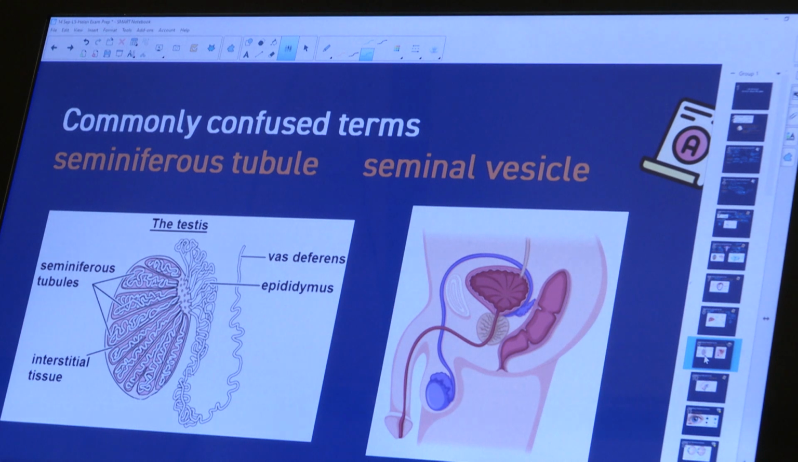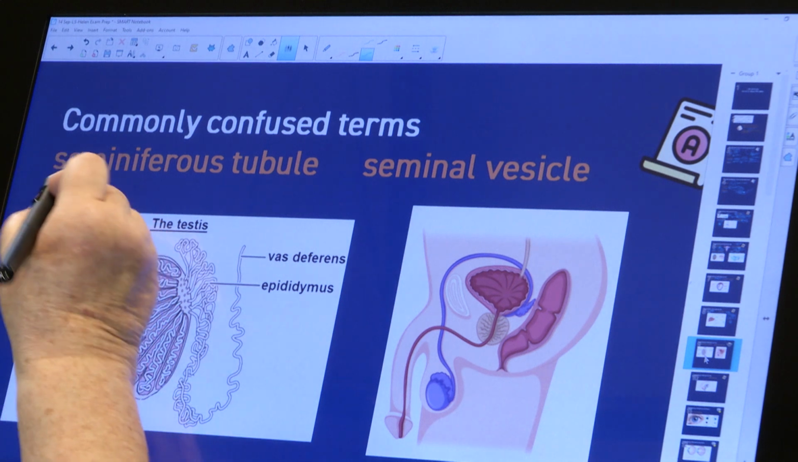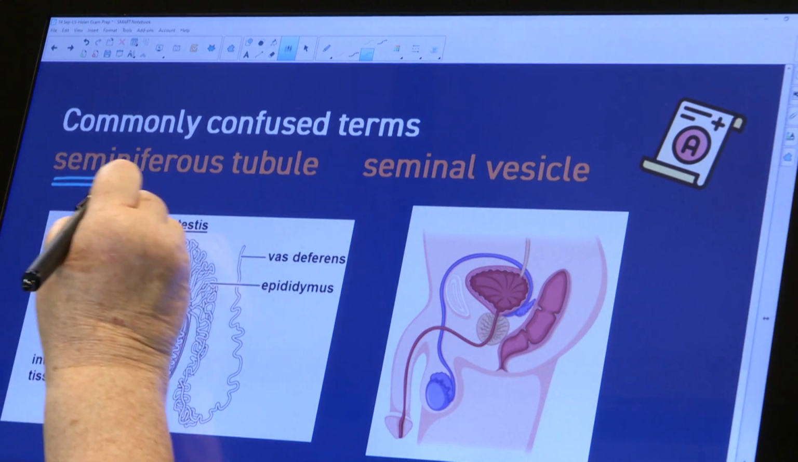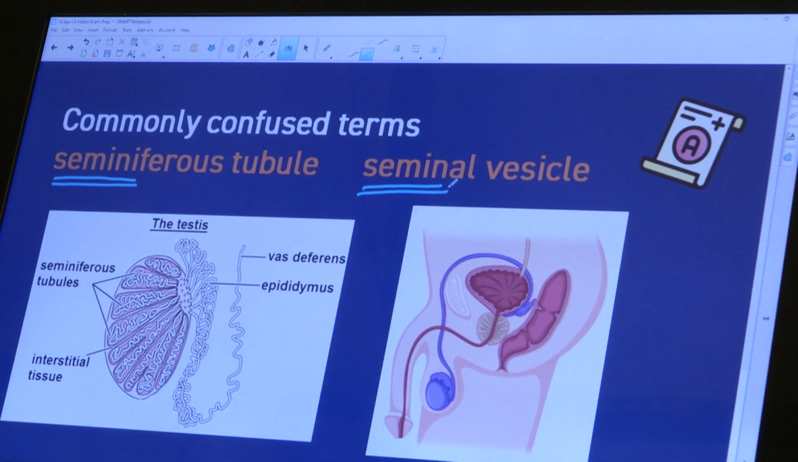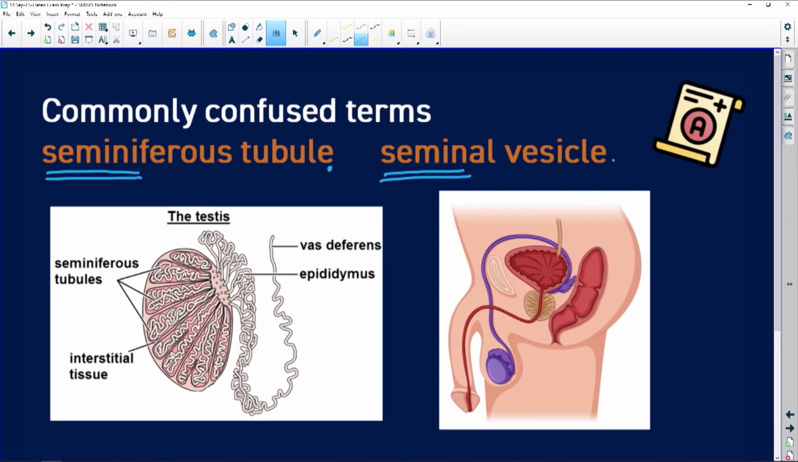All right, and now we come to two more commonly confused terms. And this time they are commonly confused because of the similarity of the first word in the term. Seminiferous tubule and seminal vesicle. And you can see where these names come from. They're all derived from the idea of semen, that fluid that carries the sperm.